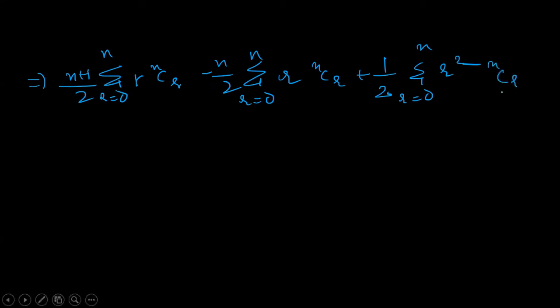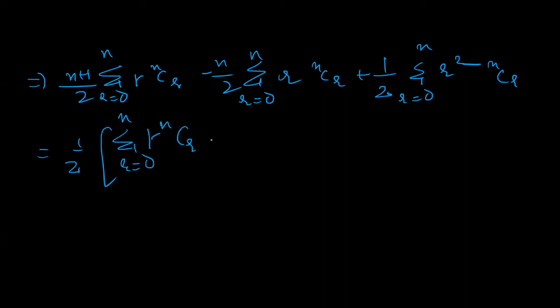After that, what is happening? You're just separating this. You take 1 by 2 common, so what you're left with here is sigma r to the power n, nCr. And here n was there, so n plus 1 by 2 minus n by 2. You are left with 1 by 2 only. So you're left with exactly 1 by 2 only.